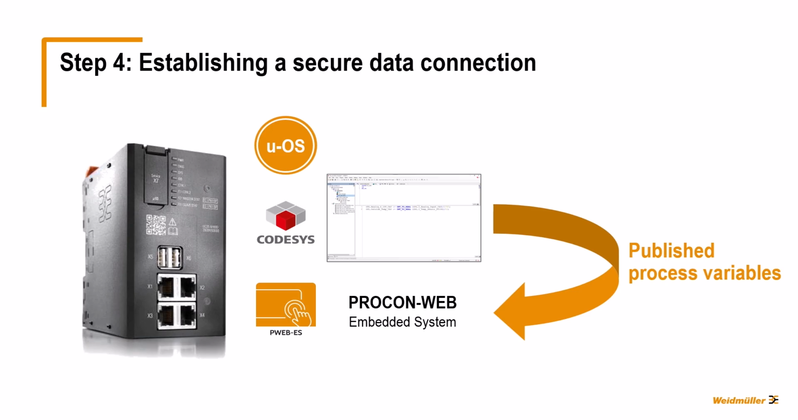Between CODESYS and PROCON-WEB, we want to use the data connection via OPC UA, which is very widespread in the automation sector. In addition, we want to ensure that this connection is also secure against unauthorized third-party access. In this step, we therefore create certificates for a secure OPC UA data connection.